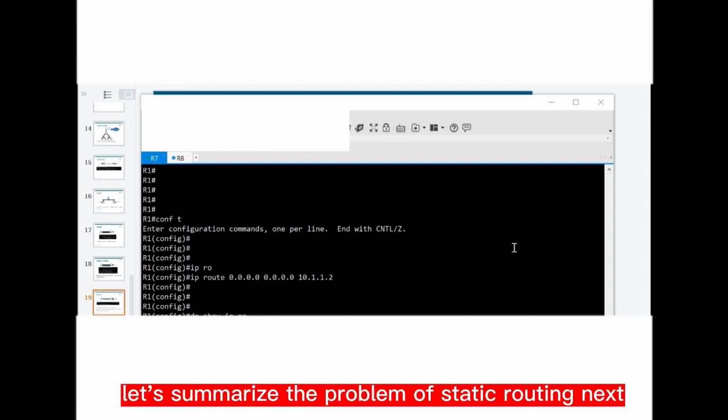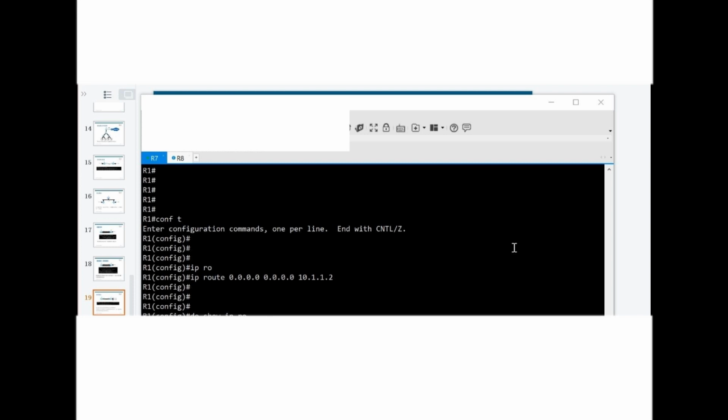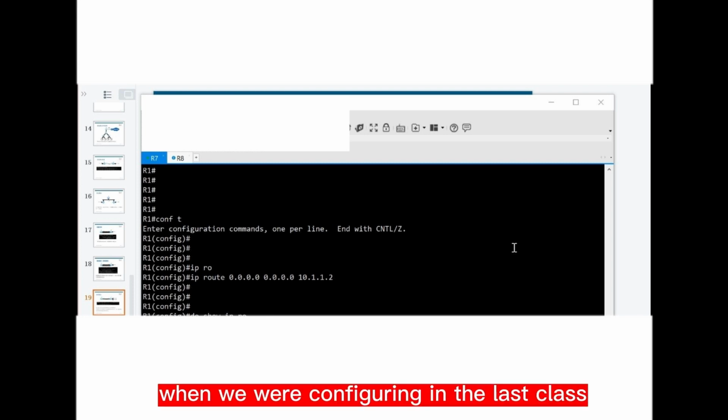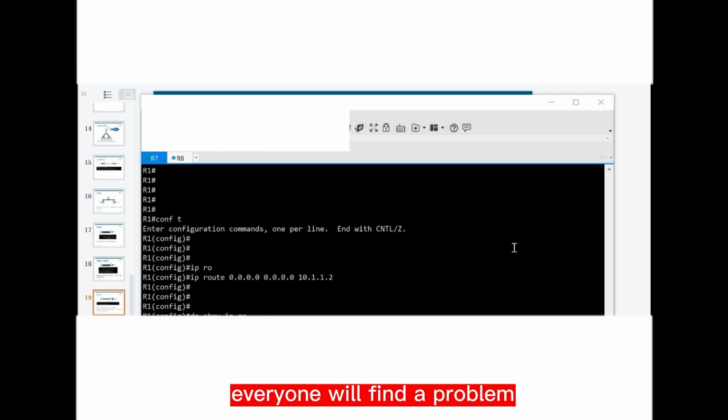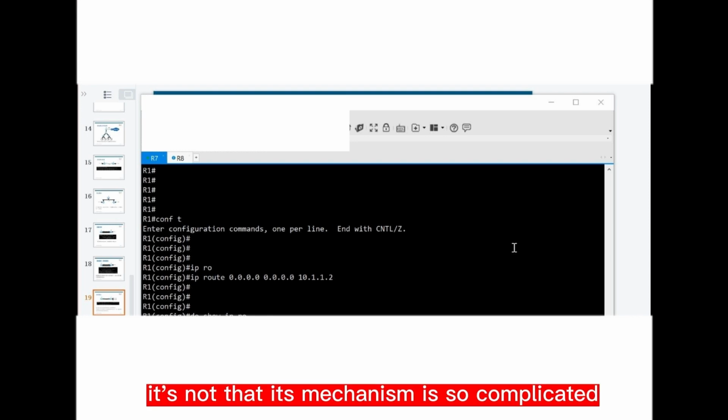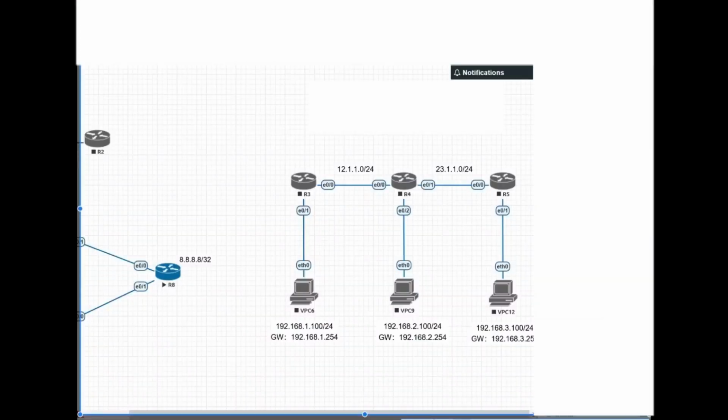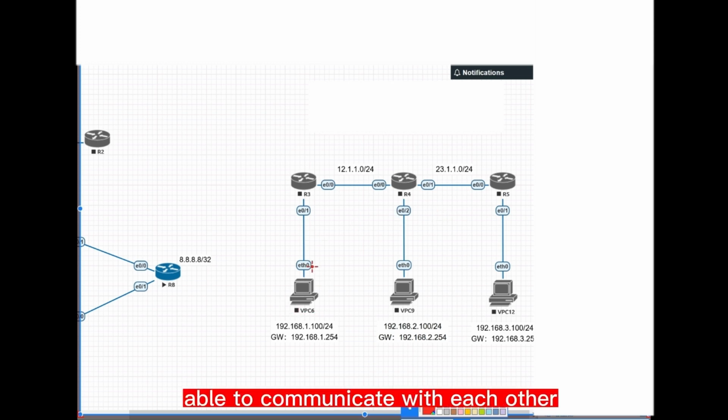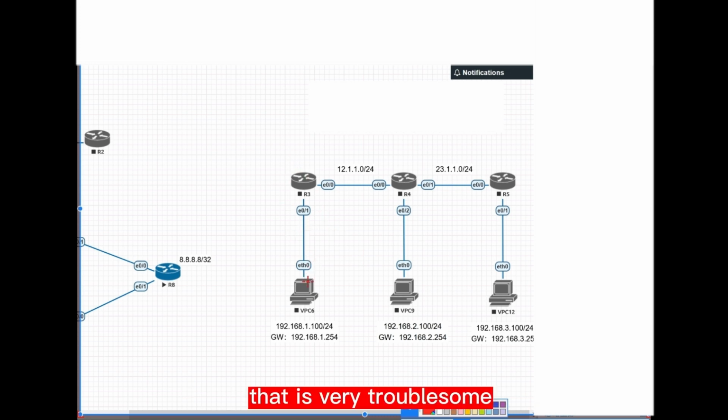Let's summarize the problem of static routing next. When we were configuring in the last class, everyone will find a problem. The overall configuration of static routing is very complicated. It's not that its mechanism is so complicated, but the input on each device is complex. Let's take these 3 devices as an example. If I want them to be able to communicate with each other, that is very troublesome.